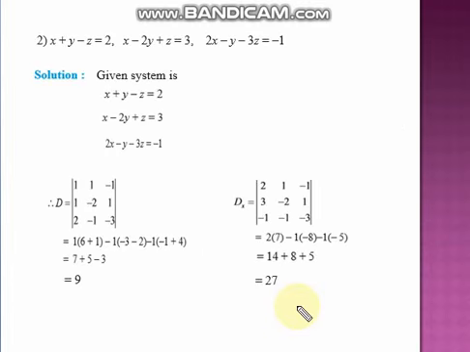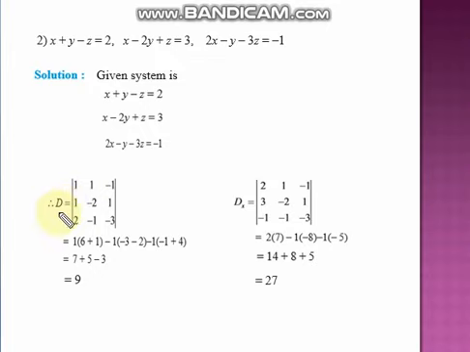In the second problem, x plus y minus z is 2, x minus 2y plus z is 3, and 2x minus y minus 3z is equal to minus 1. This system you have to solve with the help of Cramer's rule. That means you have to find the values of x, y, and z. So the given system I write like this vertically: x plus y minus z is equal to 2, x minus 2y plus z is 3, and 2x minus y minus 3z is minus 1.